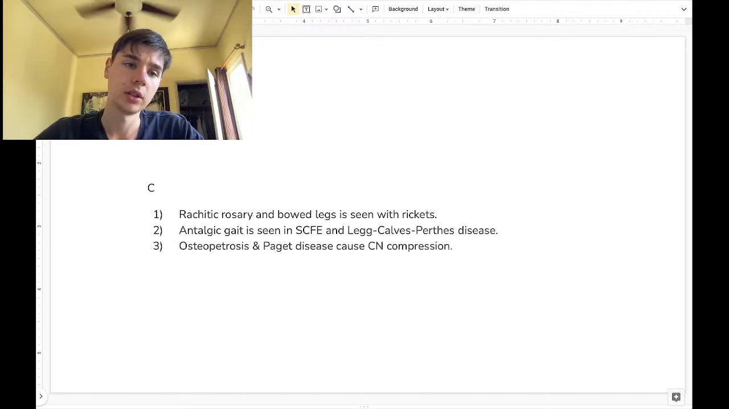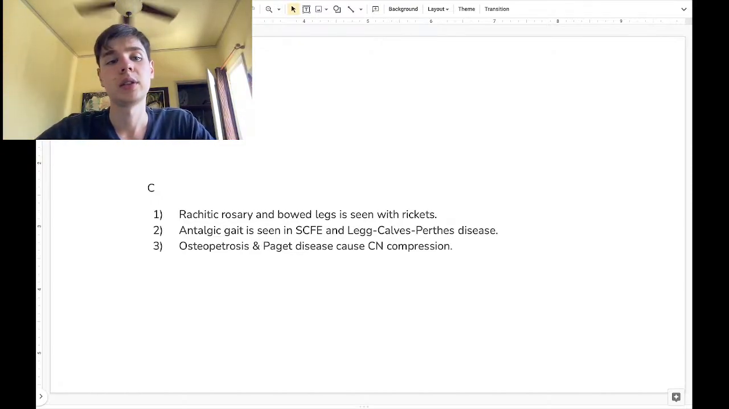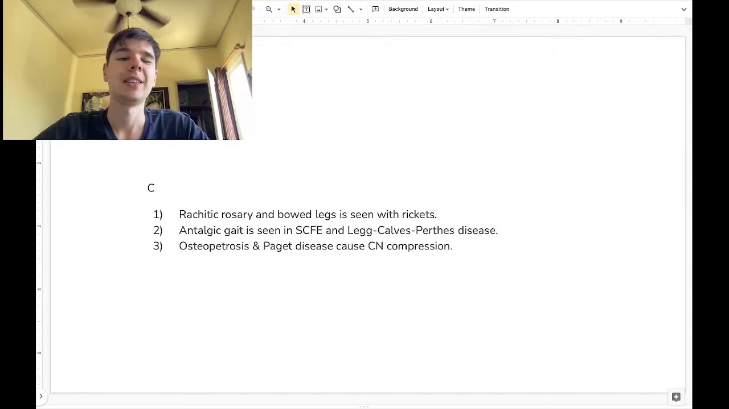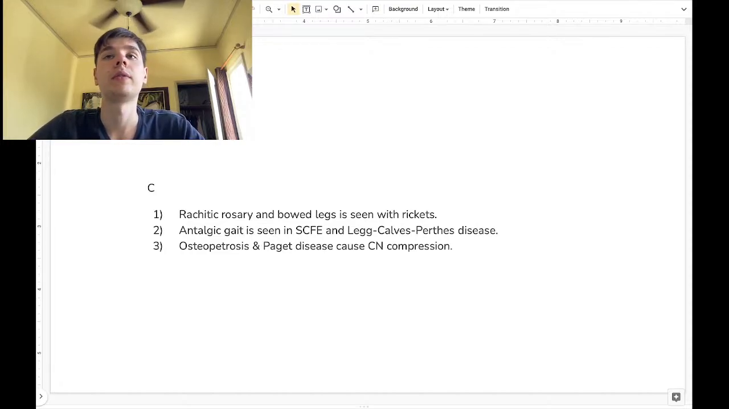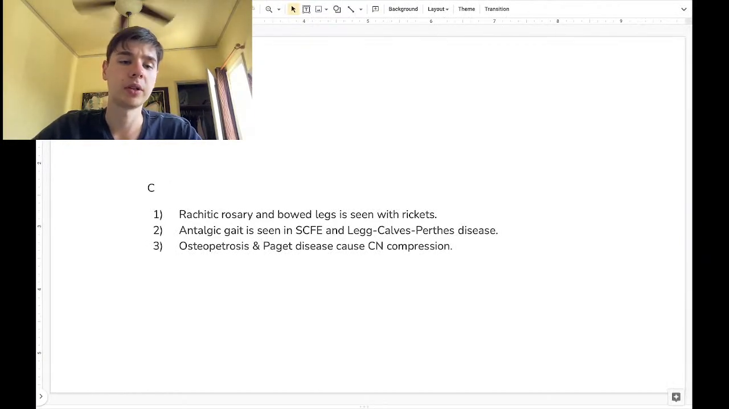For the other question, the answer was C. Let's discuss a little bit the other choices. The rachitic rosary and the bowed legs are seen with rickets. An antalgic gait is seen in SCFE as well as in Legg-Calvé disease. Lastly, osteopetrosis and Paget disease can cause cranial nerve compression, leading to an impaired pupillary light reflex, which is based on the efferent component of the third cranial nerve. Are there any questions on this topic?